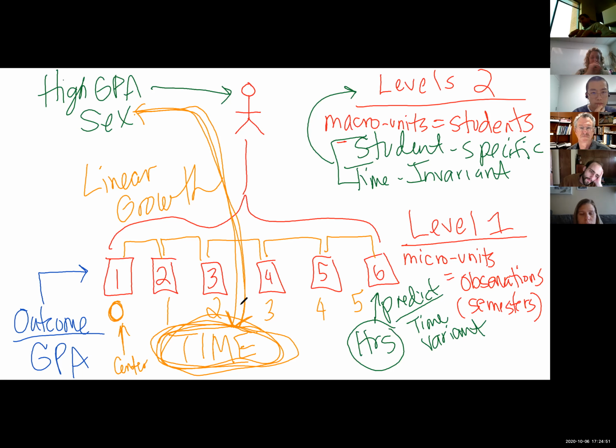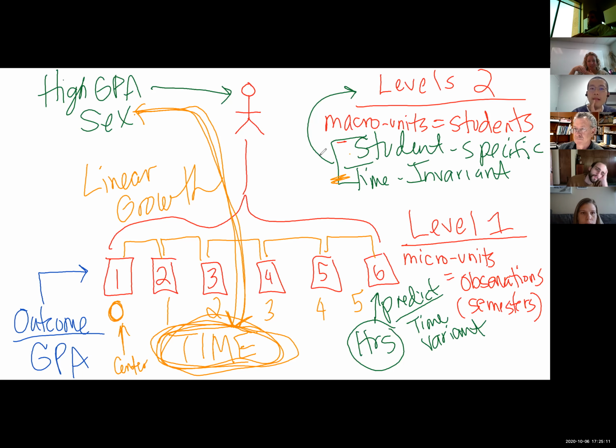Time is an observation-specific, time-varying covariate. Sex is a student-specific, time-invariant level 2 predictor. So if we have time and sex interacting, that's a cross-level interaction.